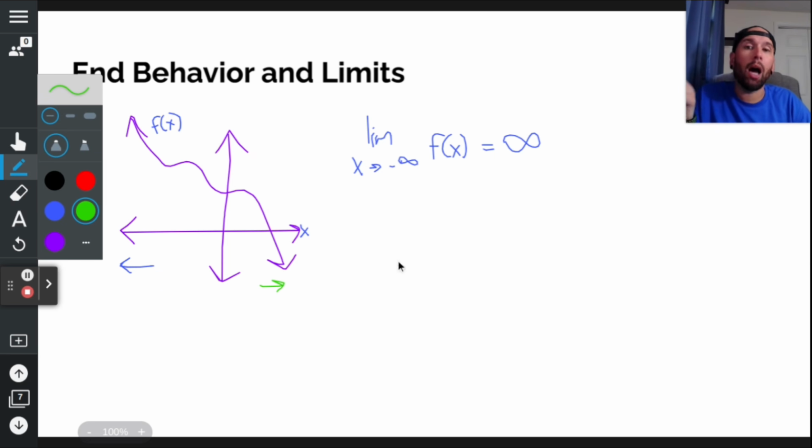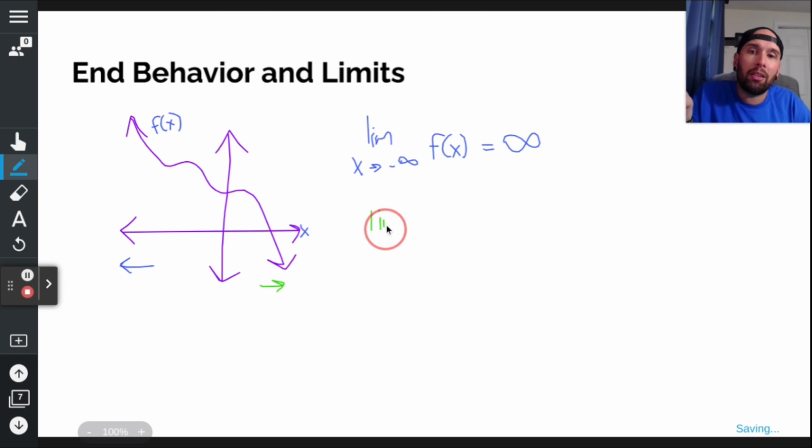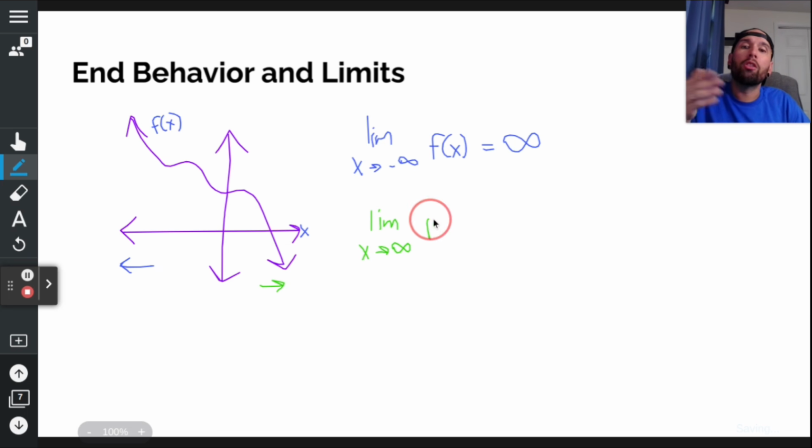Similarly, but opposite, my limit as x approaches positive infinity is asking, what's happening to my arrow here as I move to the right? Well, as I move to the right, this arrow is going down. So the limit as x approaches positive infinity of f of x is negative infinity because that arrow is going down. Or as Fall Out Boy would say, it's going down, down.